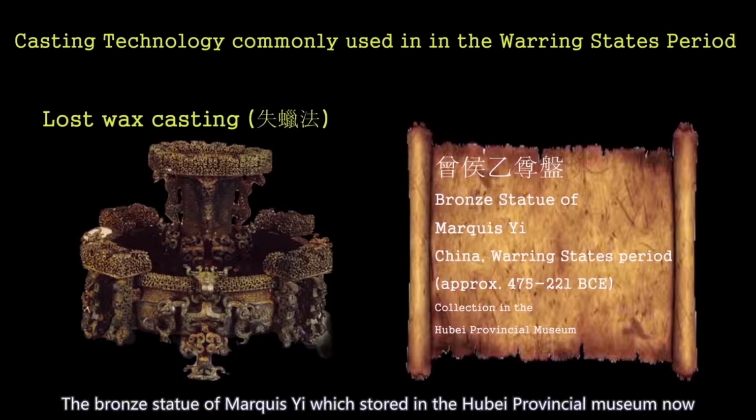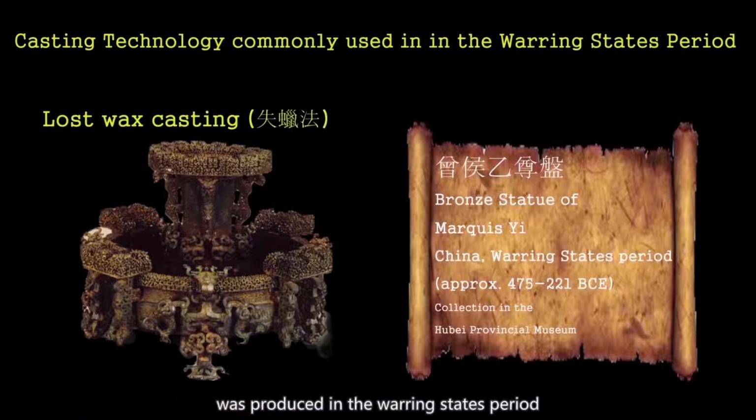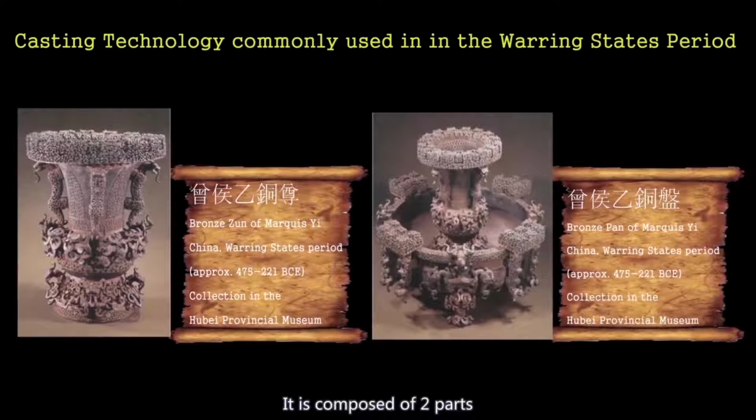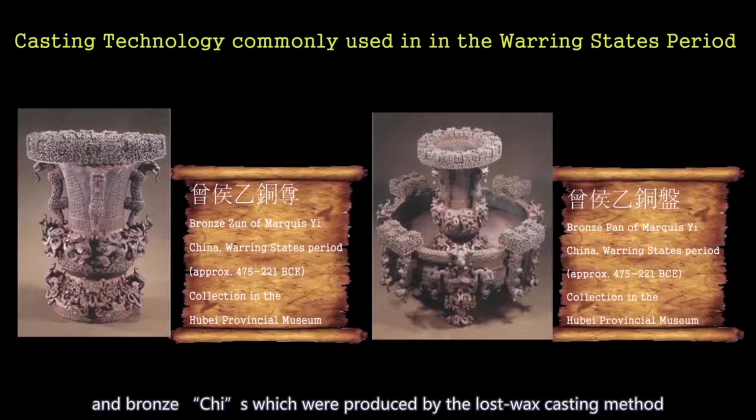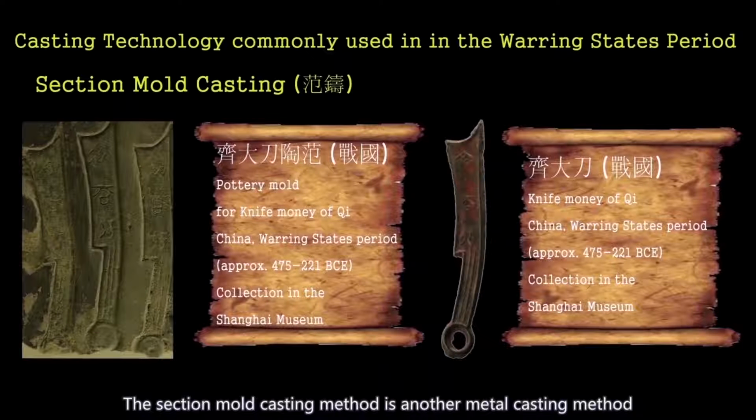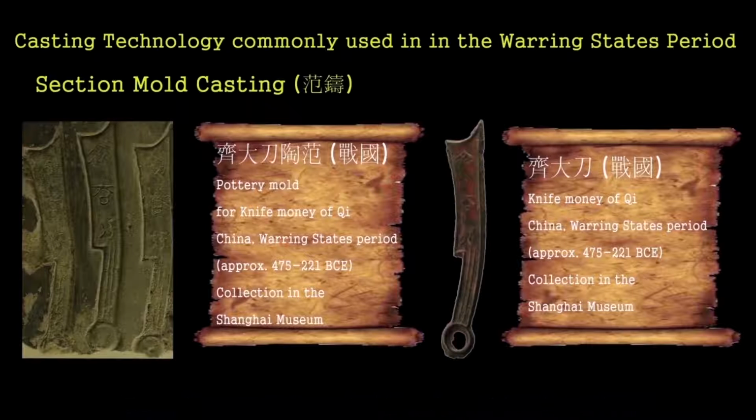The bronze statue of Marquis Yi, which is stored in the Hubei Provincial Museum now, was produced in the Warring States period. It is composed of two parts, the bronze zun and the bronze pan. They both have many exquisite and identical bronze dragons and bronze chi, which were produced by the lost wax casting method. The section mold casting method is another metal casting method.